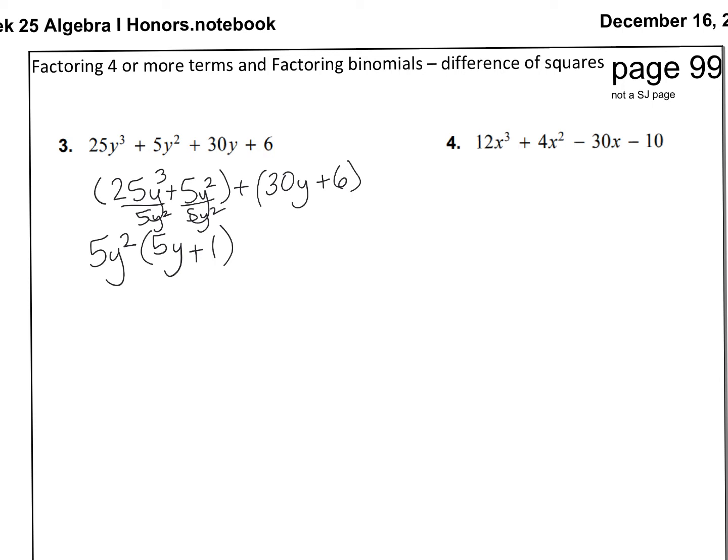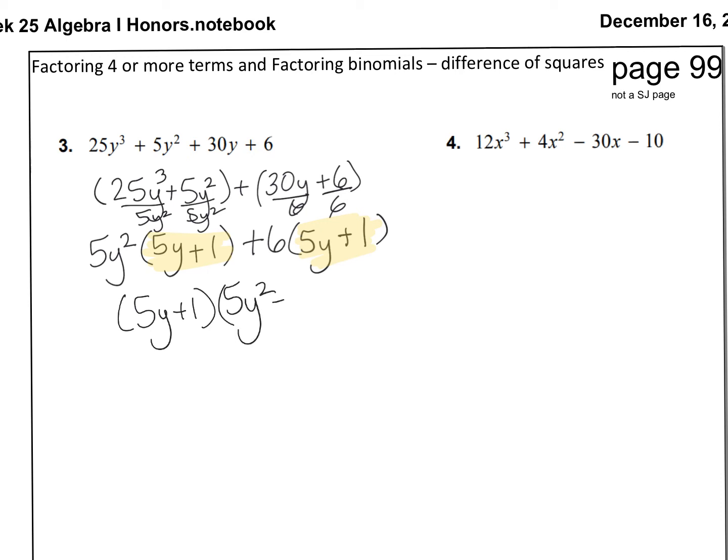My second group has 6 in common, positive 6. I'll divide both of these by positive 6. 30y divided by positive 6 is 5y. 6 divided by 6 is 1. Did it work? Yes, it did. This term and this term are the same. So 5y plus 1 times 5y squared plus 6 is my answer.